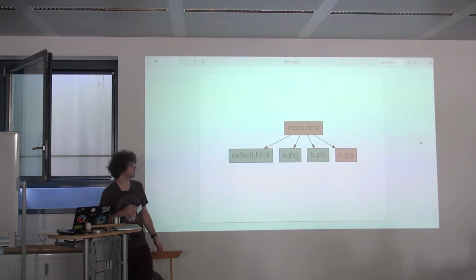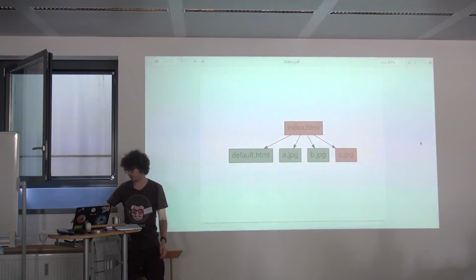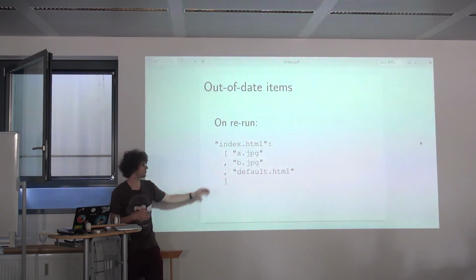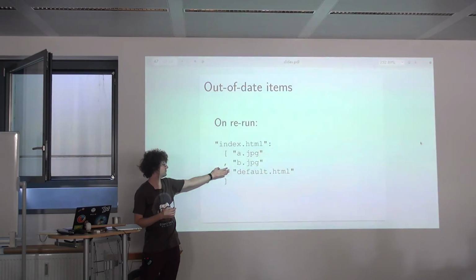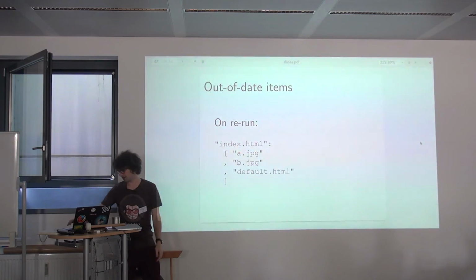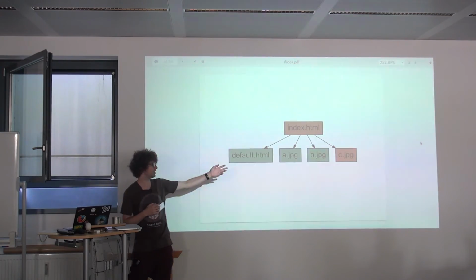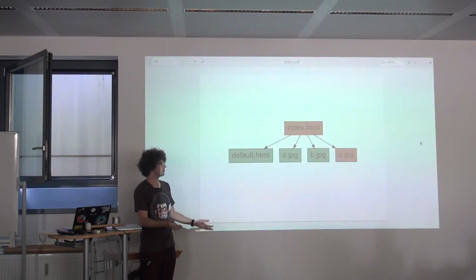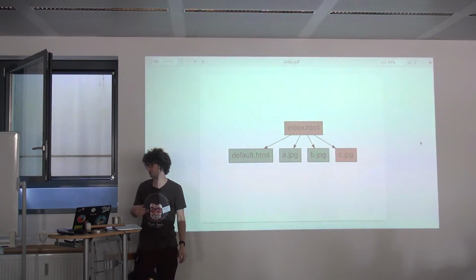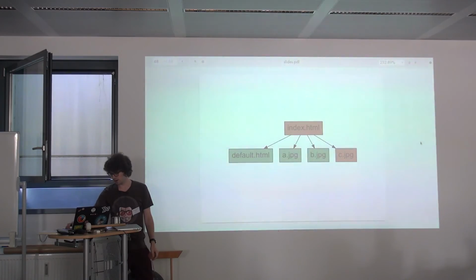But that doesn't solve this problem, right? Which is the interesting one. So if we just record a list, A, B, and default, then the user adds c.jpg. Yeah, there's a new file, but we don't really see any changes to the modification times. So how do we do that?